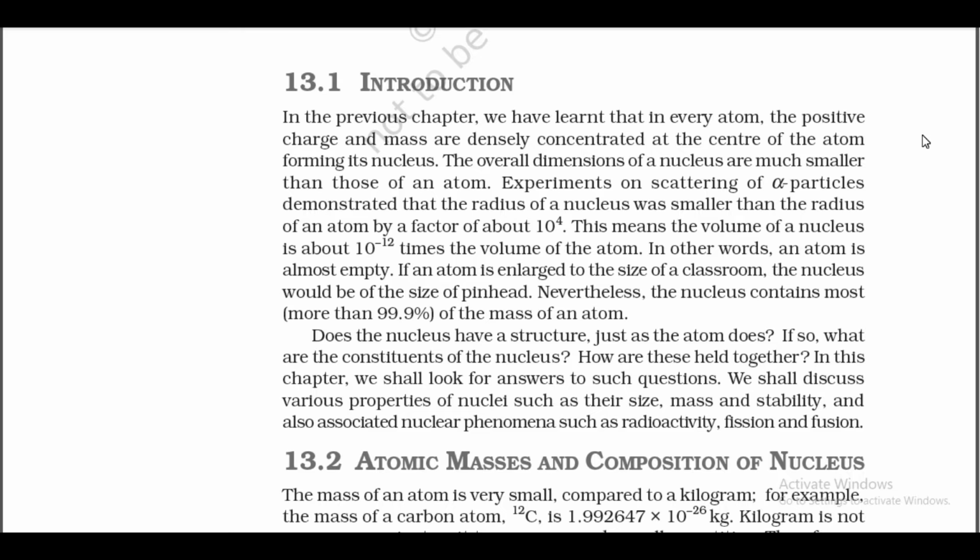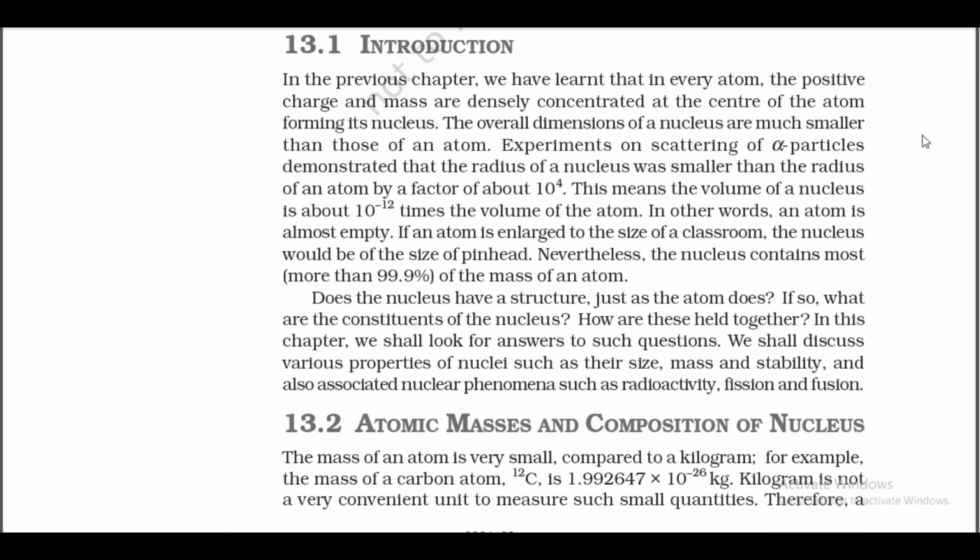Experiments on scattering of alpha particles demonstrated that the radius of a nucleus was smaller than the radius of an atom by a factor of about 10 to the power 4. This means the volume of a nucleus is about 10 to the power minus 12 times the volume of the atom. In other words, an atom is almost empty. If an atom is enlarged to the size of a classroom, the nucleus would be of the size of a pinhead. Nevertheless, the nucleus contains more than 99.9% of the mass of an atom.